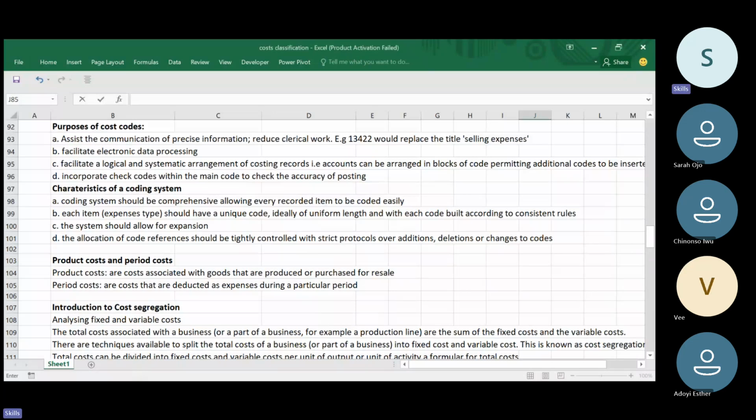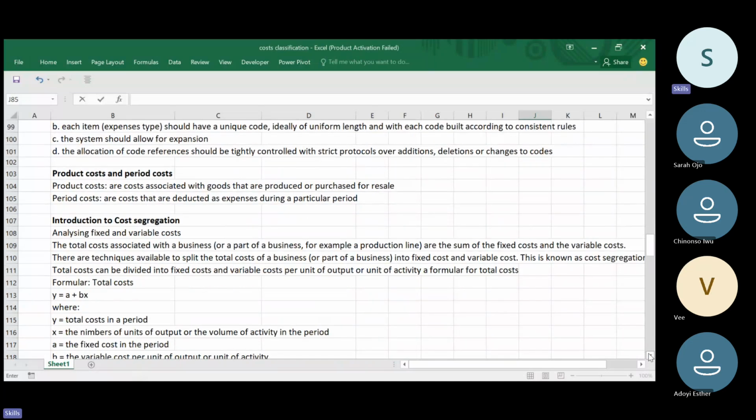Okay, so now let's look at cost segregation. Introduction to cost segregation. Analyzing fixed and variable costs. The total cost associated with a business or a part of a business, for example, a production line, is the sum of the fixed cost and the variable cost. So when you are talking about total cost, you are talking about fixed cost and variable cost combined.